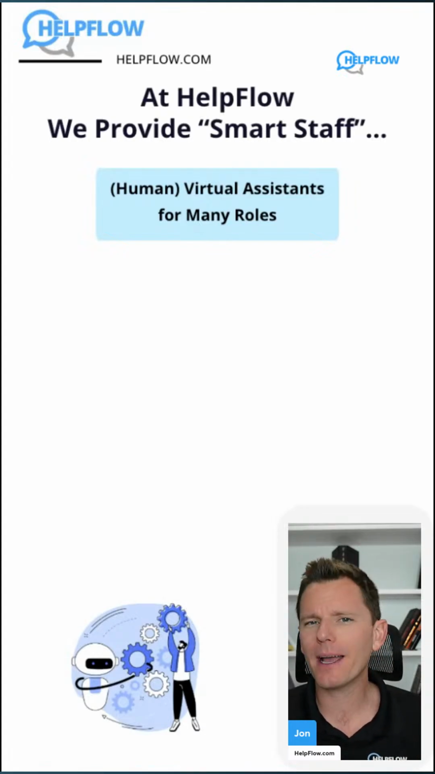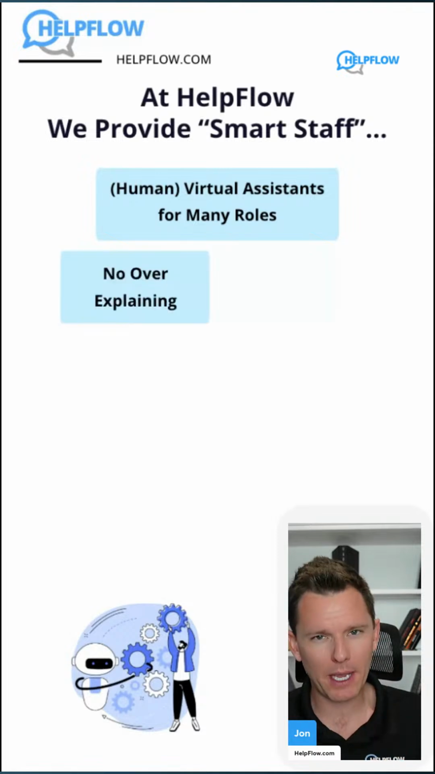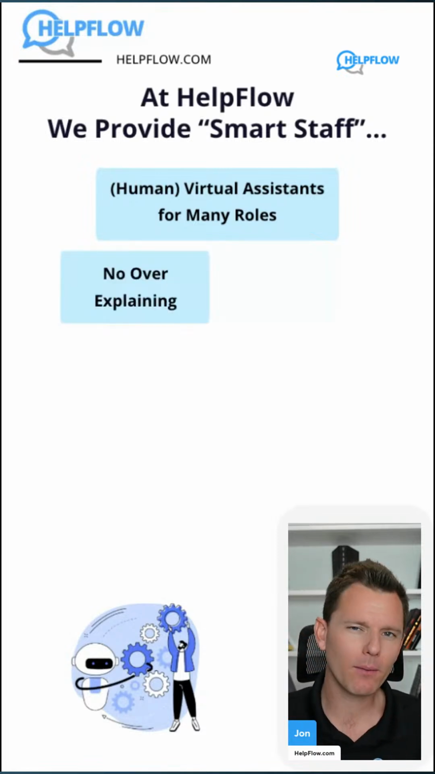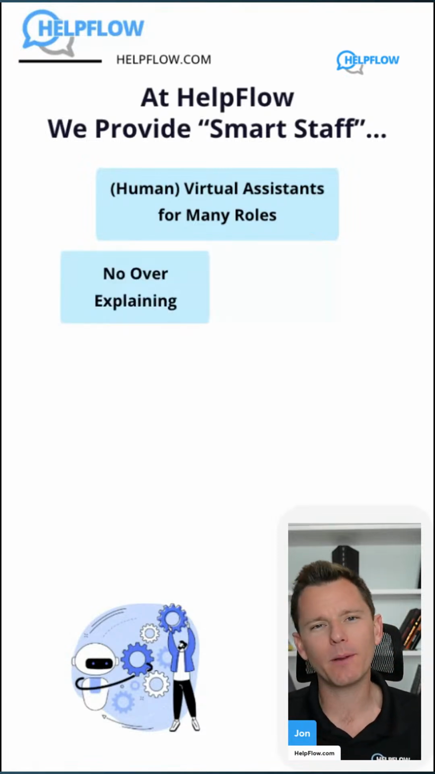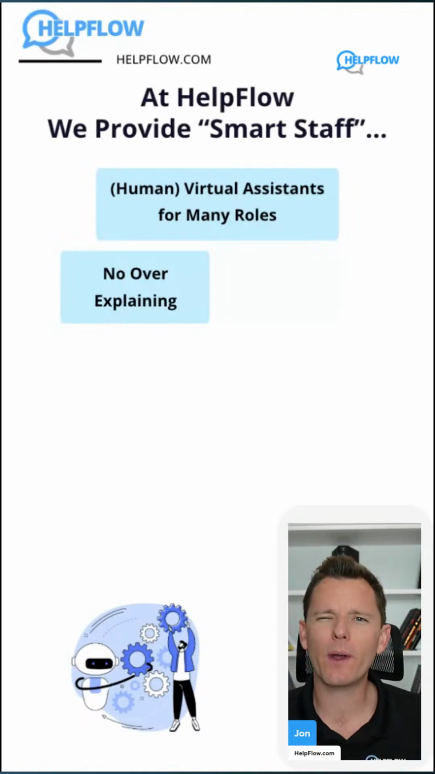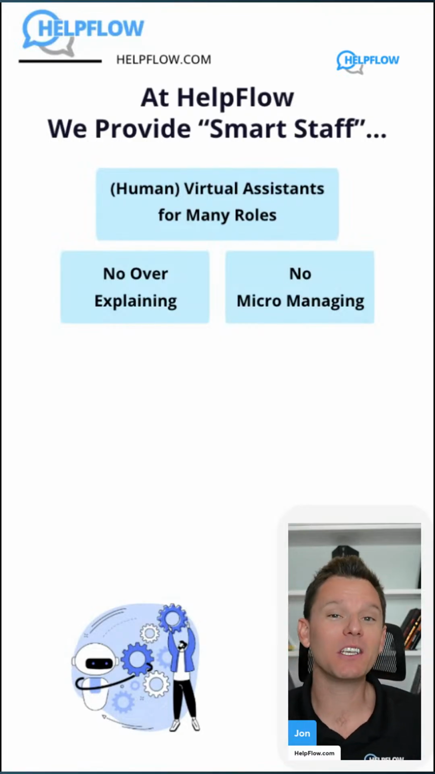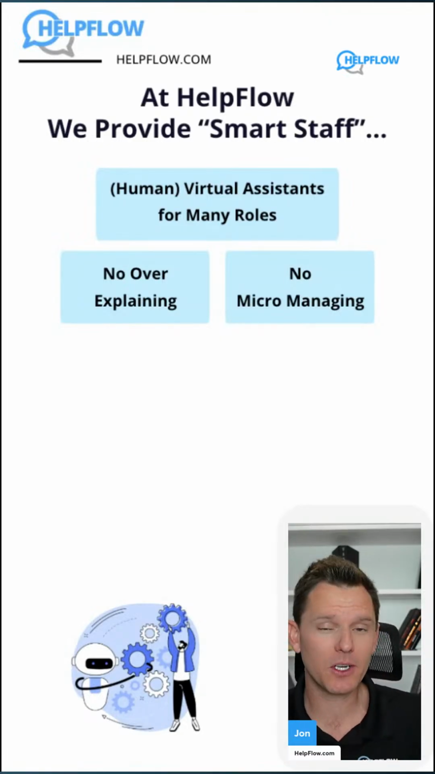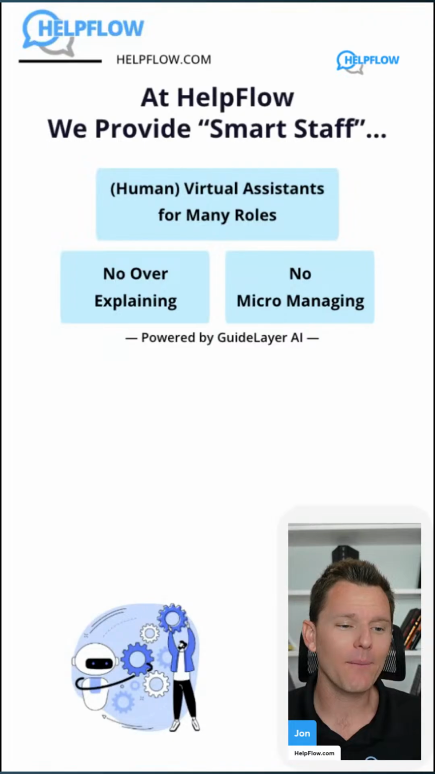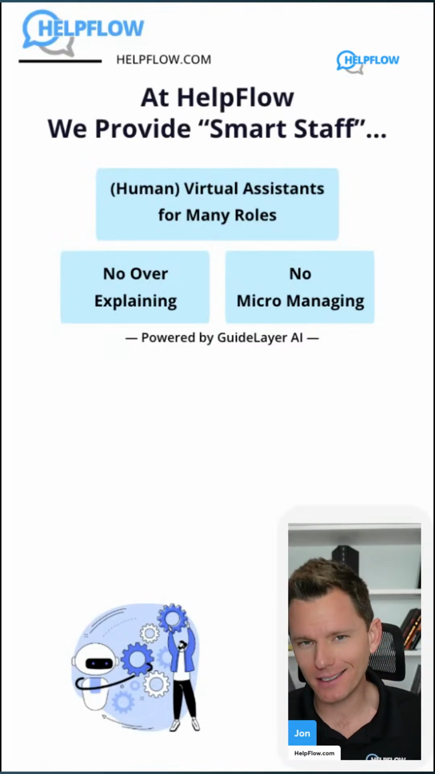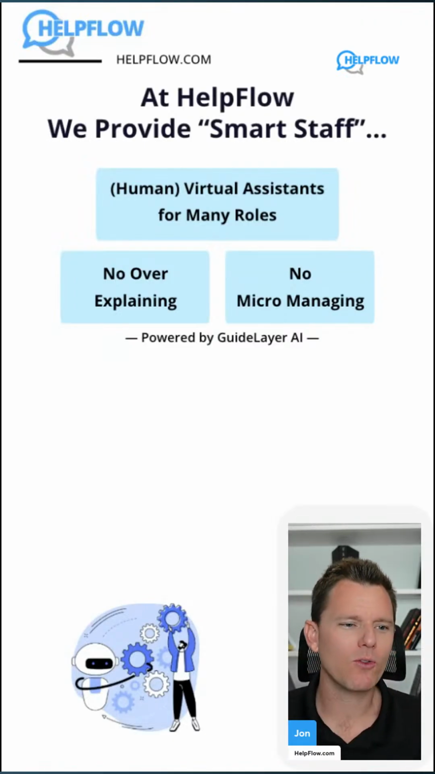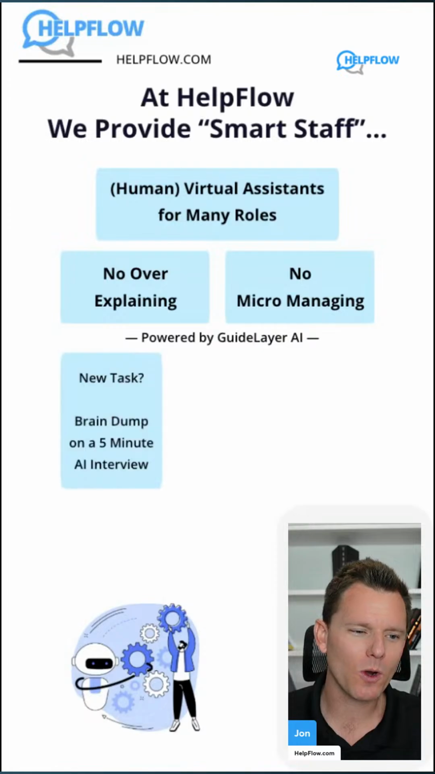But they're empowered by AI to really remove the two big pain points of working with a remote team member or VA. First, you don't have to over explain everything. We use AI in a specific way to let you basically brain dump tasks effectively. And you don't have to micromanage them. They're able to use AI to guide themselves. I'll share a little more about that at the end. It's powered by our guide layer AI system. But again, I'll walk you through that in a couple minutes so you can see really how it works.